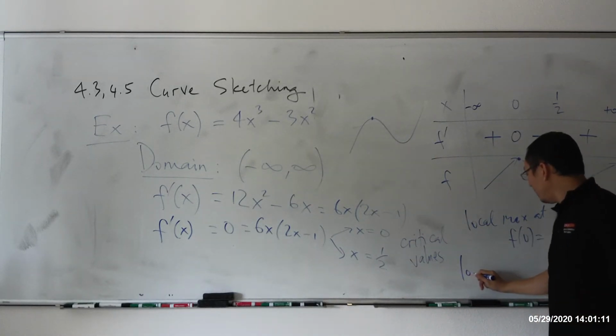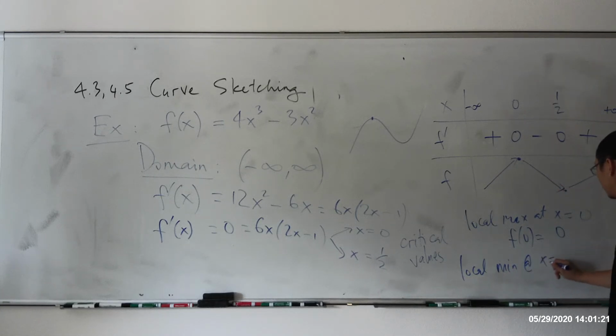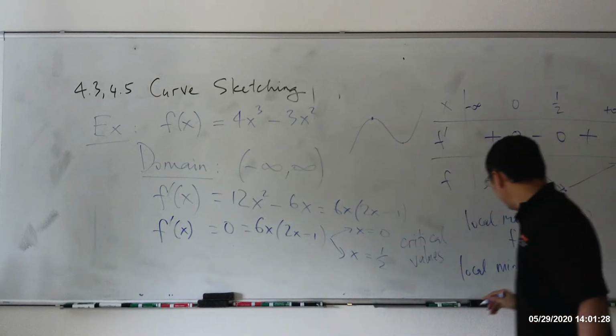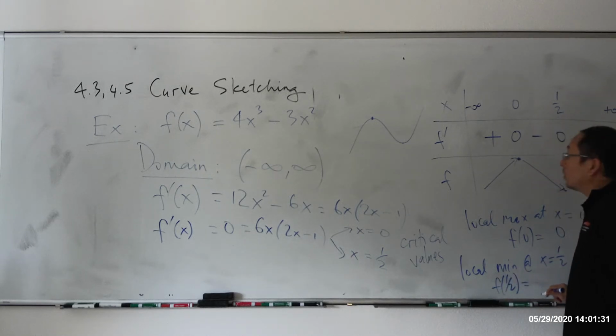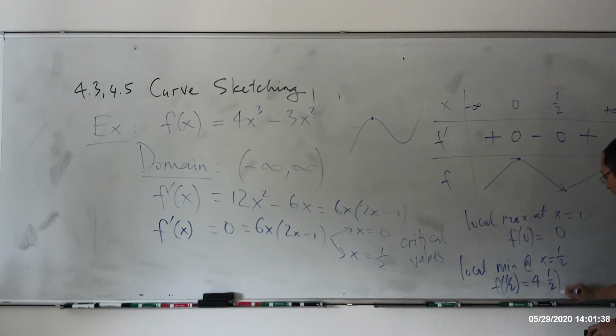And the local min at x equal to 1/2, all right? And how do you find this point right here? How low is that point? You plug in x equal to 1/2. So f of 1/2 is equal to 4 times 1/2 cubed minus 3 times 1/2 squared. So 1/2 cubed is 1/8 times 4 is 1/2. And then this is 1/4 times 3 is 3 over 4. So the answer is negative 2 over 4, which is negative 1/2.